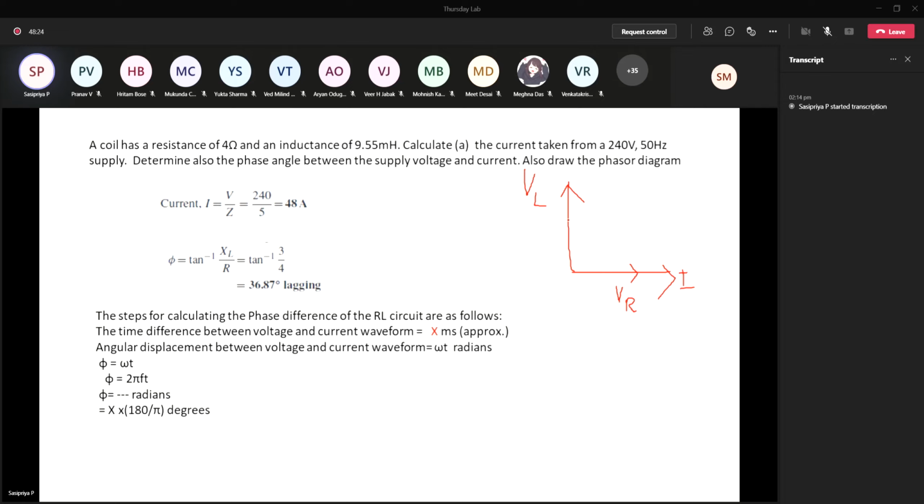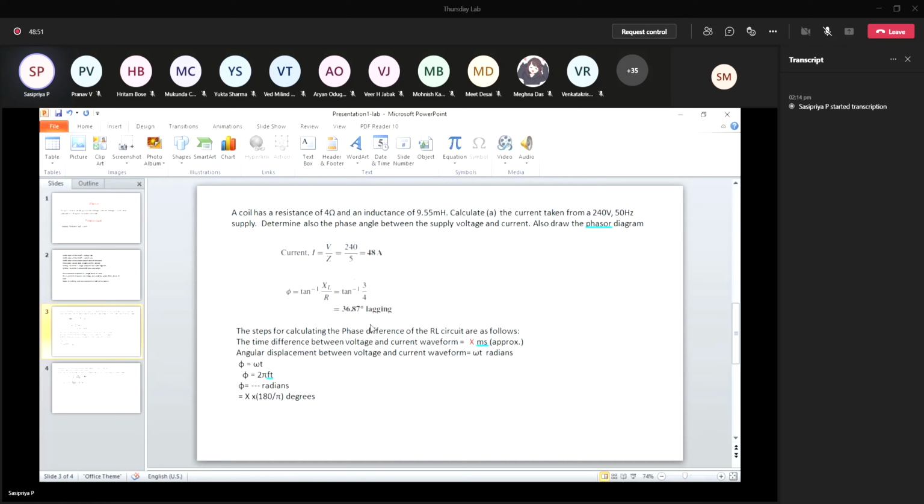By adding these two, vector addition, I will get the total voltage, and this will be my phase angle difference, 30 degrees. Here I have to mark the values of VR and VL. Already it's calculated, and phi is also calculated. Now to know the values of VR and VL.